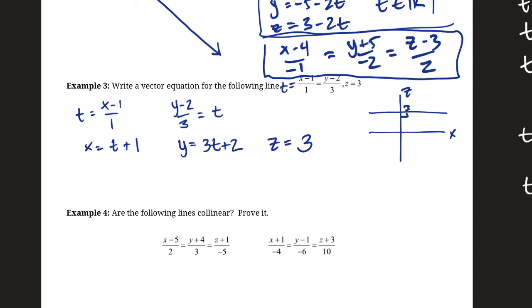Okay? So anyways, how can we come up with the vector equation now? Well, you can sort of think of this third one as like 3 plus 0t, right? There's no t value. It's not affected by the parameter. The z-coordinate is not affected by the parameter, essentially. So to write out the equation, we could do x, y, z equals our point, and our point can be like this, 1, 2, 3, right, plus t, and the coefficients here would be 1, 3, 0.